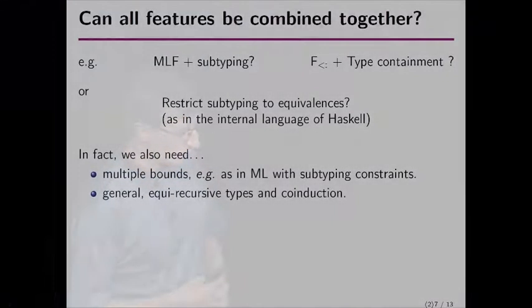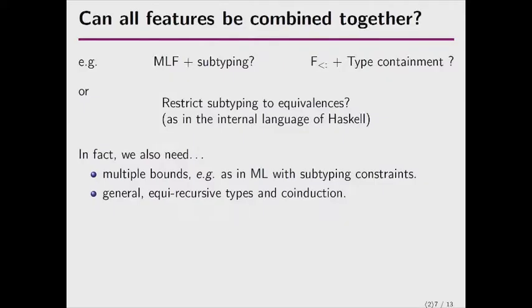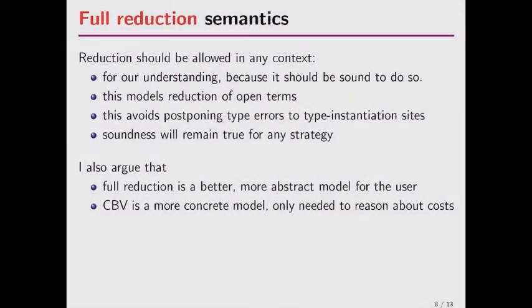And in fact, we would like to do more, because if we want to encode subtyping constraints that naturally appear when you want to extend ML with subtyping, then we would need multiple bounds. Also, we'd like to have recursive types in the most general form, which implies co-induction. Besides, I would like to do this in a setting that has full reduction.